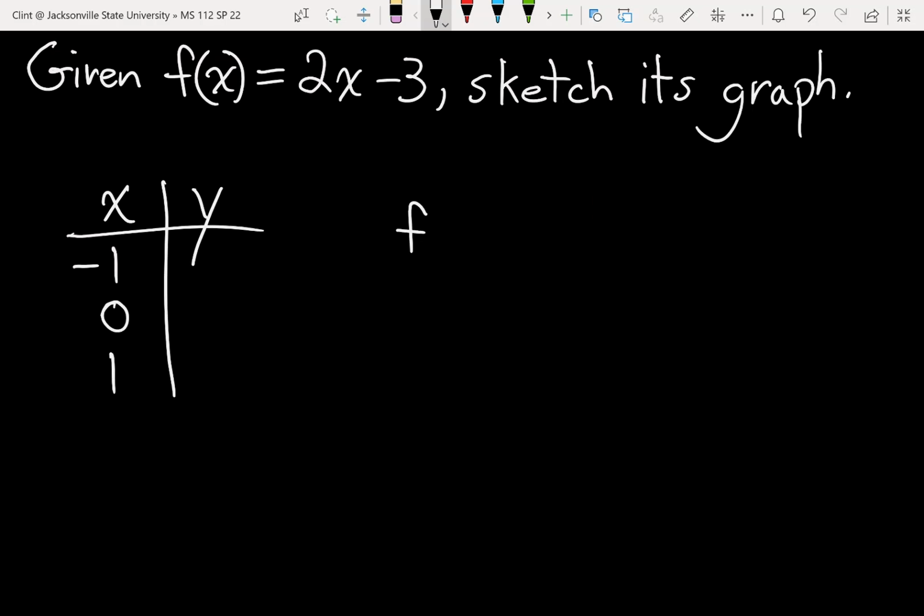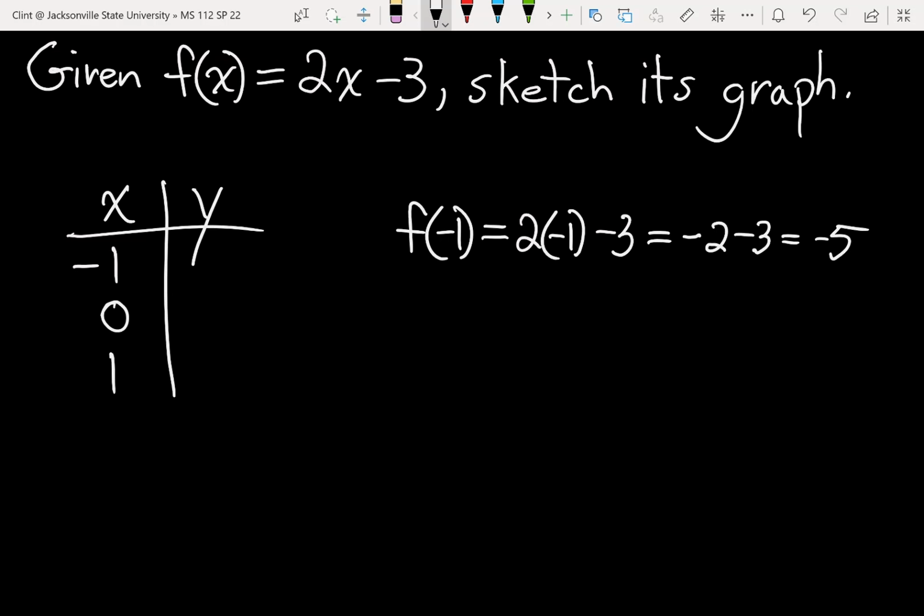So let's see, we want to find f of -1. That means we'll do 2 times -1 minus 3. That'll give us -2 minus 3. That's -5. Get my y out of the way there.